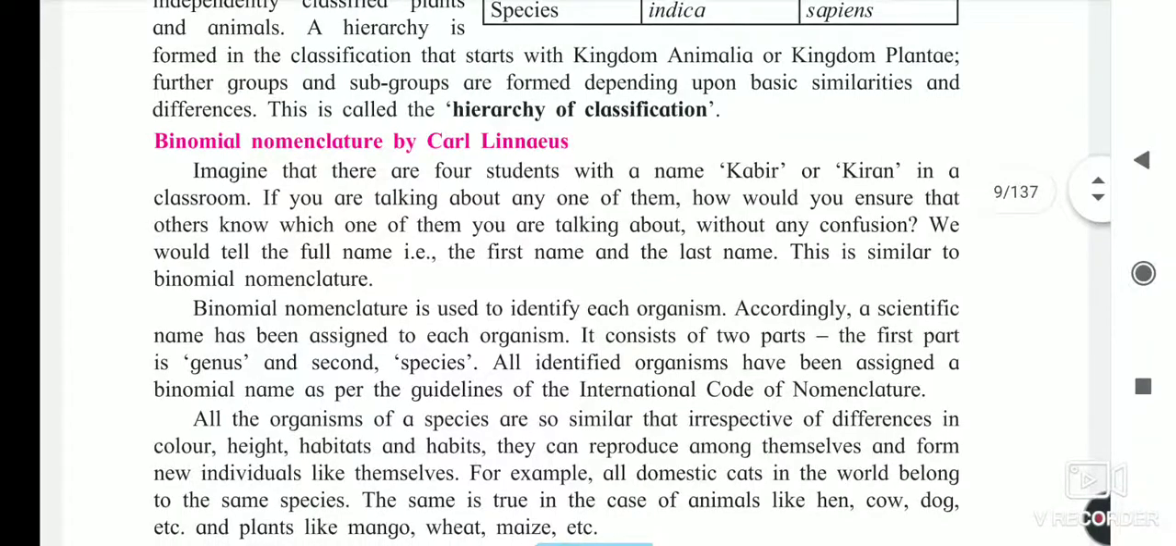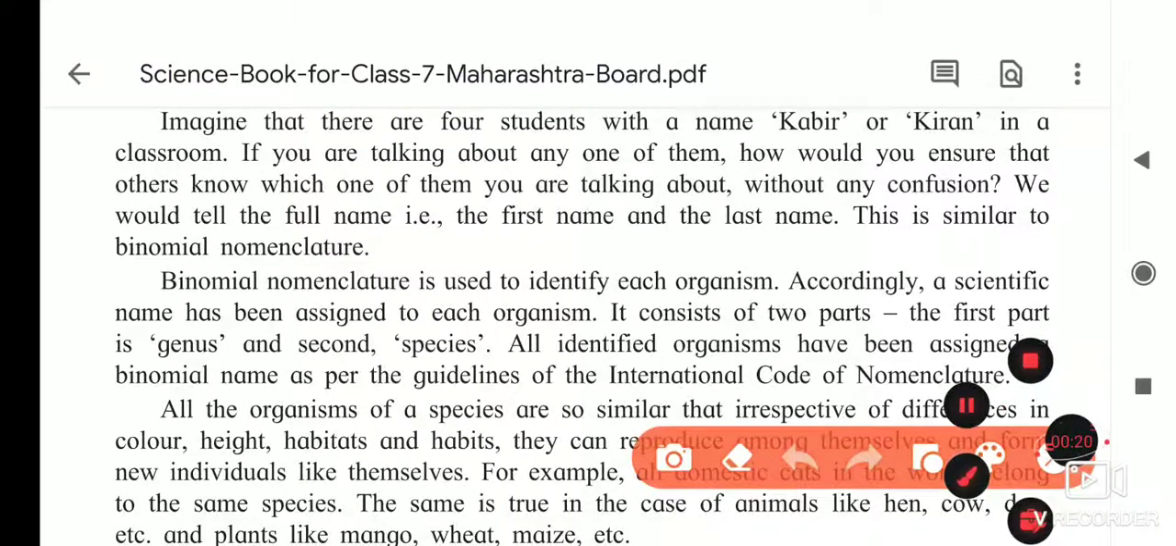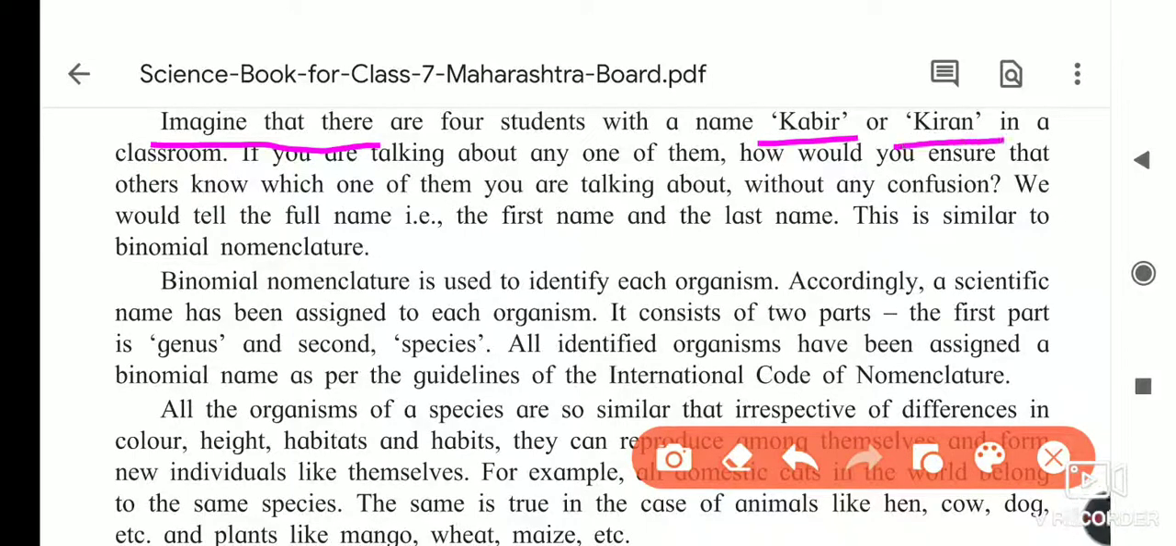Imagine that you are four students. There is an activity, listen carefully. Imagine that there are four students with the names Kabir and Kiran. In our class also many students are there, whose name is Pranav. Suppose I say Kiran, then all four will answer me as teacher. But if I say Pranav Fadtare or Pranav Karmare, the particular student will answer me.